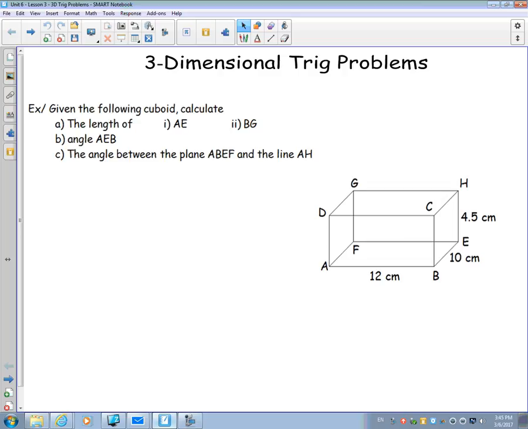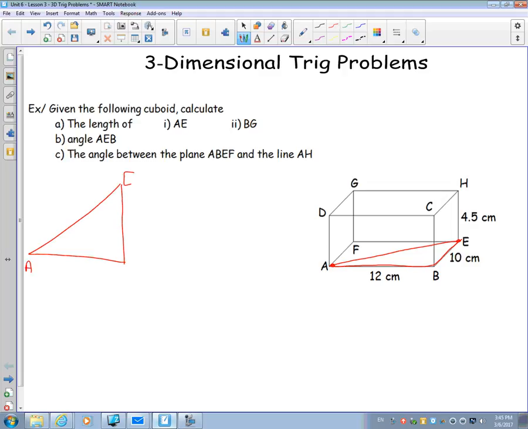We have a cuboid here, a fancy name for a rectangular prism. We want to find the length of AE. So AE is the line that goes through the bottom from corner to corner. Now the fact this is a cuboid allows us to redraw this triangle that we just formed. A is here, E is here, B down here. And we know B has to be a right angle if it's a rectangular prism, a cuboid.